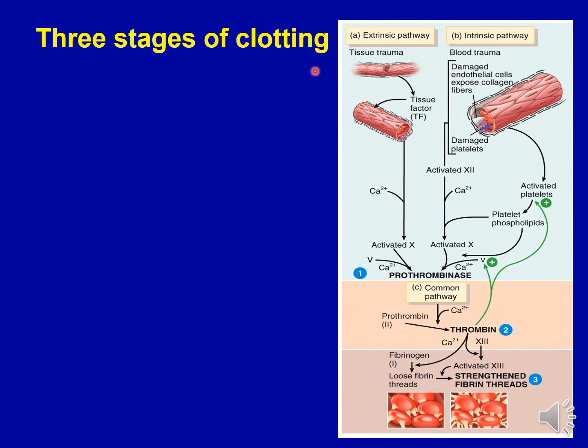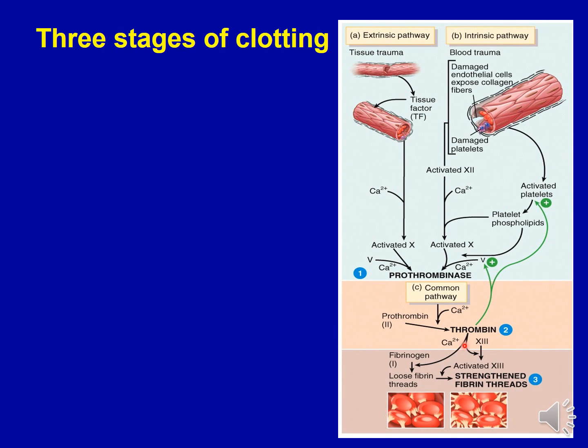Stages of clotting. We have 3 stages of clotting. The first stage is the formation of prothrombinase. That is the first step in blood clotting, and the formation of prothrombinase needs the interaction of different clotting factors, either through an extrinsic pathway or the intrinsic pathway. The second step in the process of clotting is the conversion of prothrombin into thrombin, and this usually needs the prothrombinase. So prothrombinase is needed to convert prothrombin into thrombin.